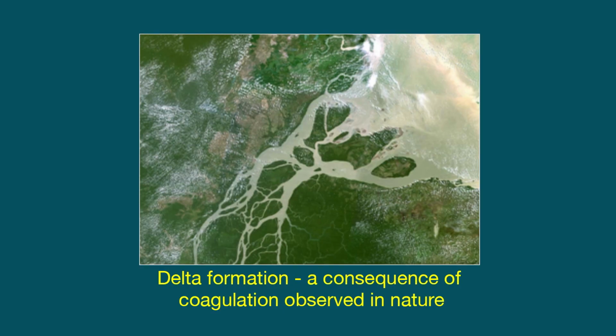Now, I would like to conclude by pointing out a consequence of coagulation observed in nature, that is delta formation. River water is a colloidal dispersion of charged clay particles. When river water comes into contact with sea water, which contains several dissolved electrolytes, the colloidal particles of clay present in river water get coagulated by the action of these electrolytes. The precipitated clay gets deposited to form a delta.